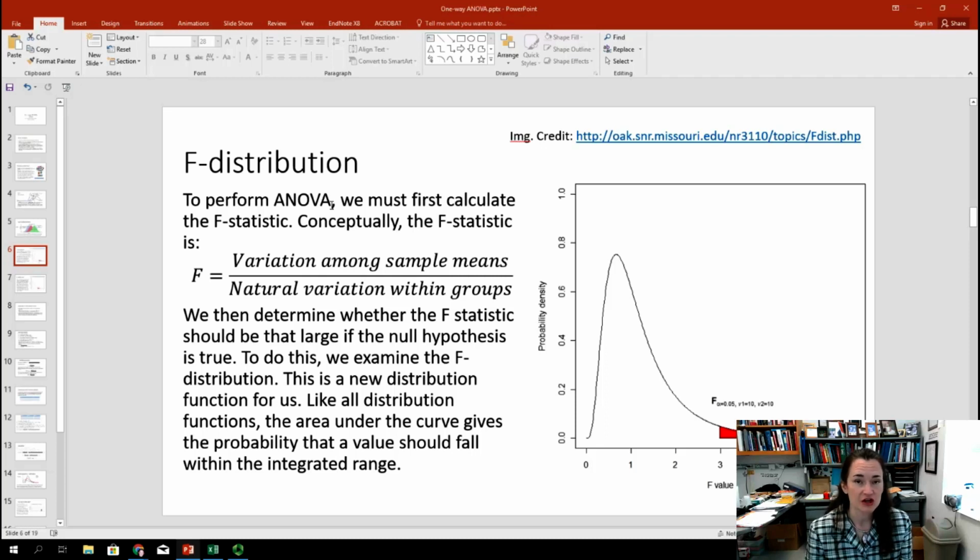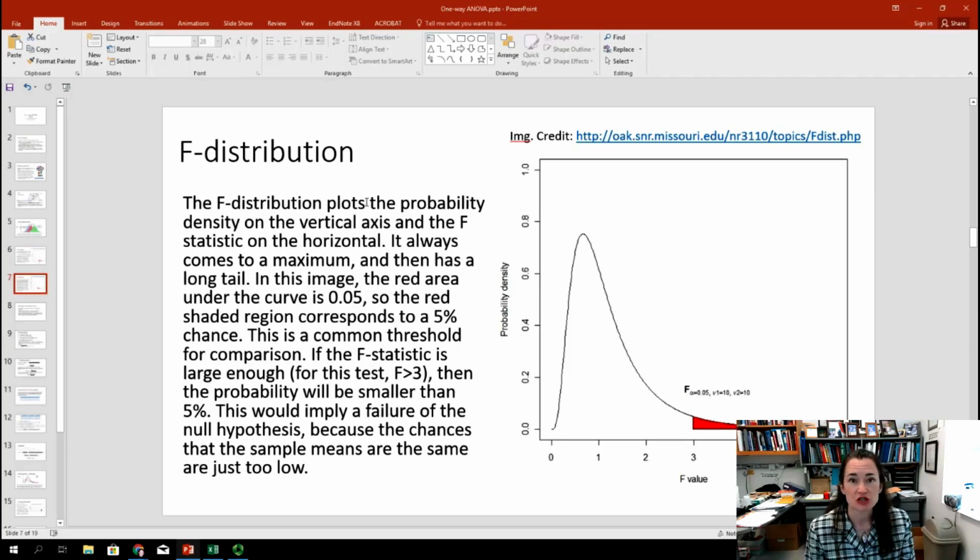And to do that, you compare the value that you got for your F-statistic to the F distribution function for your sample, for your groups. So this is a new one for us. I'm not going to ask you to know the F distribution function to the same level that I ask you to understand the Gaussian distribution function. But basically, here's an F distribution function, okay, right here. Now, like all distribution functions, the area under the curve gives us the probability that a value should fall within the integrated range, all right?